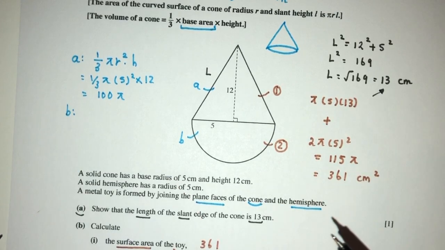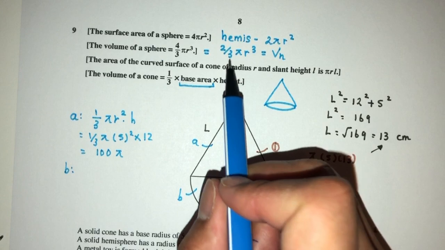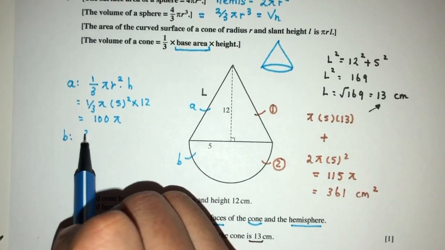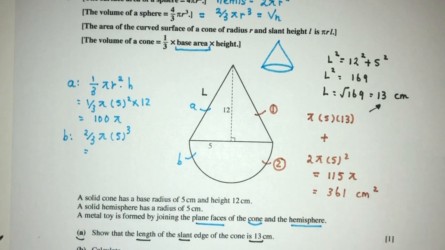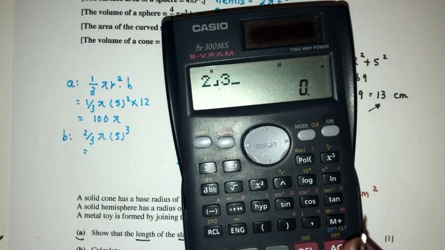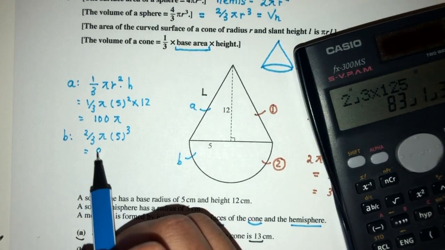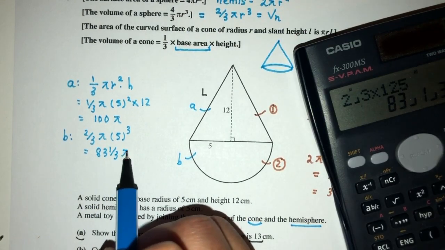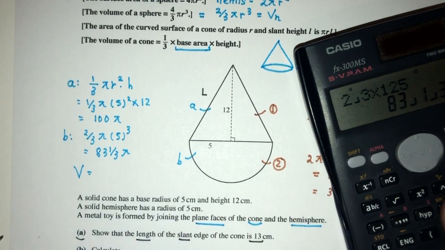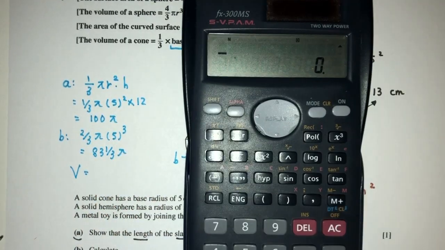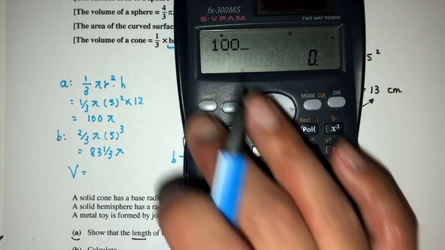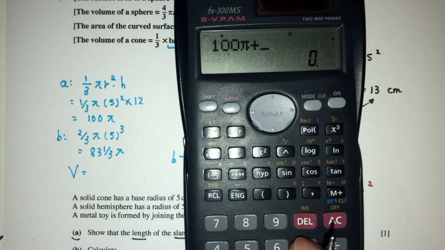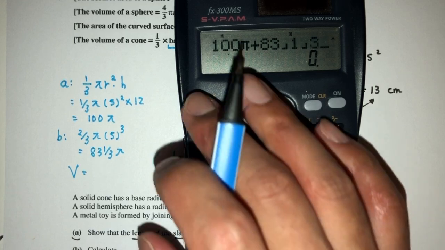The volume of a hemisphere will be 2/3 pi r cubed. So 2/3 pi times 5 cubed. That will be 2/3 times 125, which is 83 1/3 pi. So the volume, adding those two together, will be 100 pi plus 83 1/3 pi, that is 183 1/3 pi.